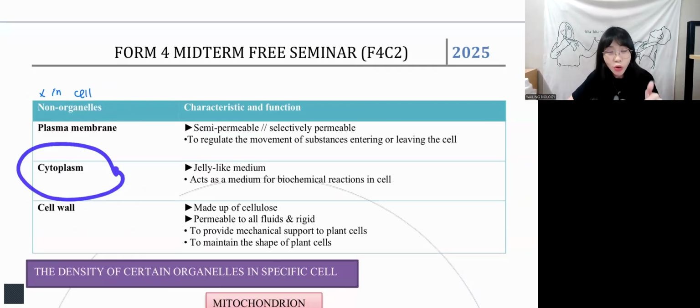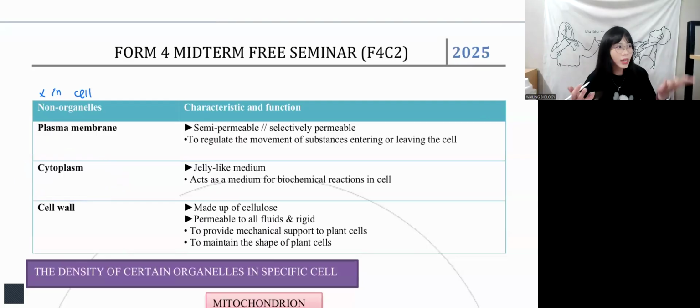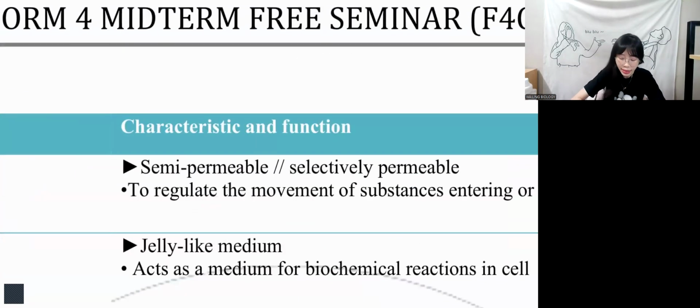So what is in your room? You have table, chairs, your bed, your water bottle, your laptop. Those are the things inside your room, right? Those are called organelle. Plasma membrane has characteristic and function. When you see the label, which is this symbol over here, right? This one is the characteristic. I put 2 different symbols, right? This is the characteristic. This is the function.